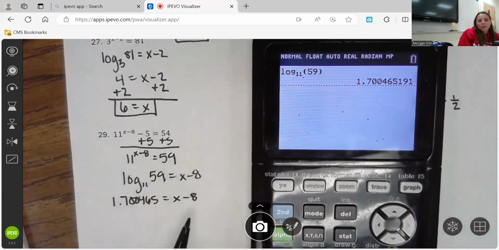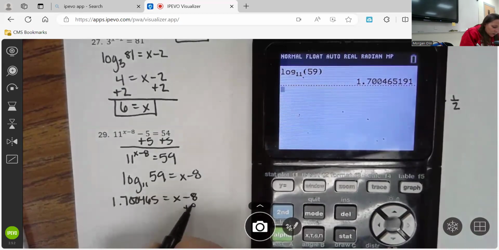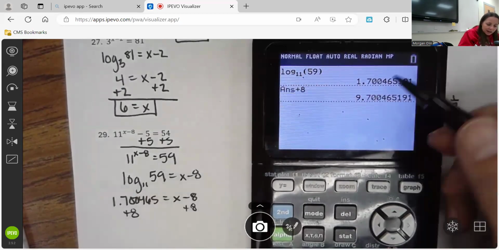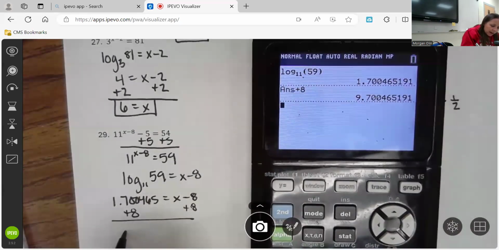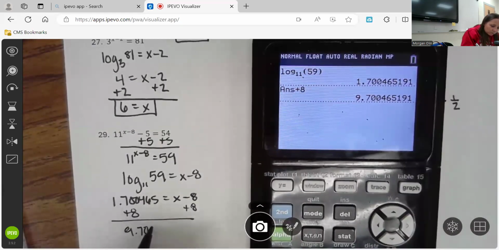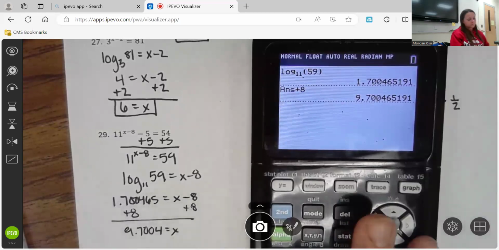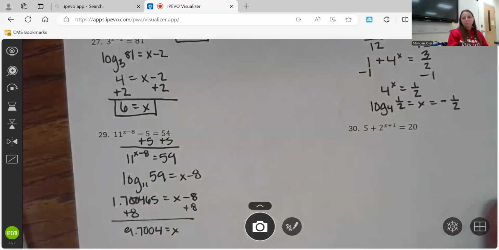Now, what do we do right here to get x by itself? If you said add 8, you are correct. So add 8. I'm just going to say plus 8 right here because it takes that answer and puts it there. So when I do that, 9.700, and we can leave it like that, or I can put a 4 as well. All right. And one last problem.